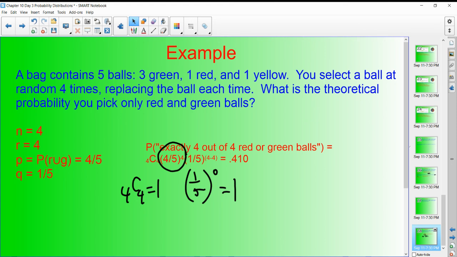And this is how we use binomial probability to figure out how to do something an exact amount of times. What's the probability that exactly, in this case, 4 red or green balls are going to be picked and no yellow balls? And that's binomial probability.